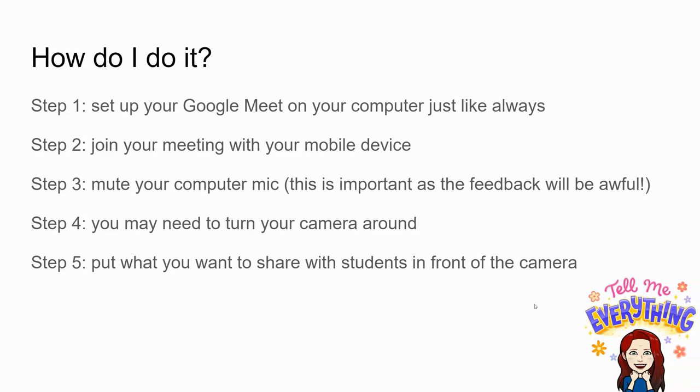Step four, you are probably going to need to turn your camera around. The way that most of the video conferencing apps work is that they access your front-facing camera because it is assumed that what you want to share to the group from a mobile device is you. So you're going to have to click to turn it around to get that rear-facing camera so that you can show them what's on a tabletop or desktop in front of you instead of you. And then step five is just put whatever you want to share with your students in front of that camera.